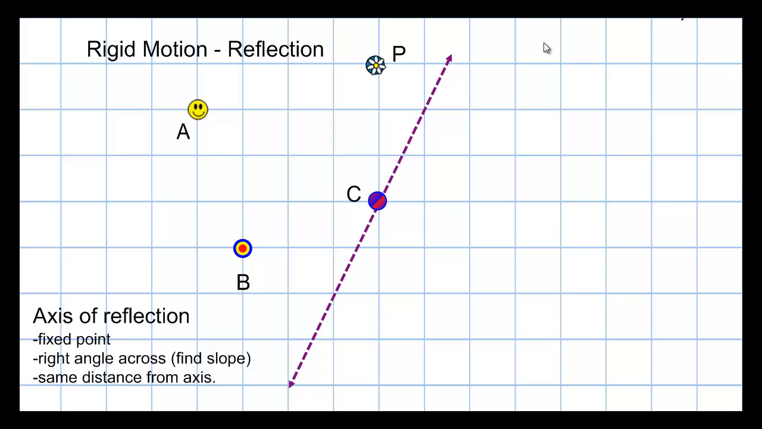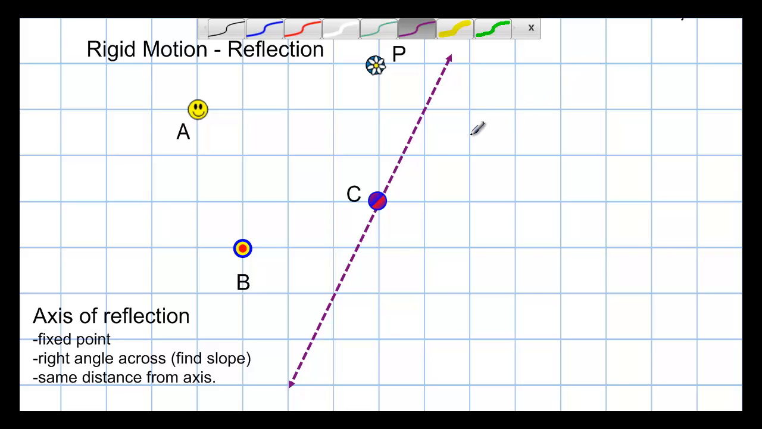The first rigid motion that I want to talk about is called a reflection. And in order to do a reflection, you need an axis of reflection, and that's this dashed line here. For this picture, we're going to use that dashed line as our axis of reflection. I need to have a line across the axis of reflection that is a right angle, and the easiest way to do that is to figure out the slope.